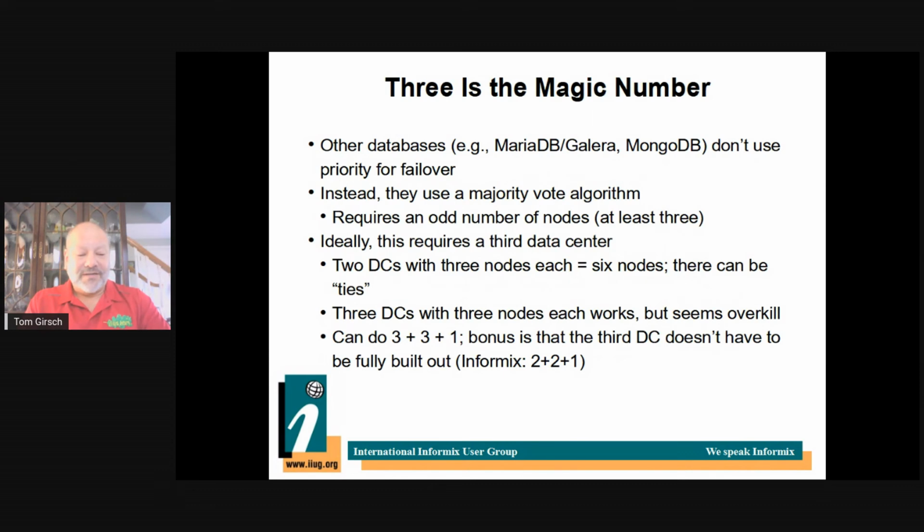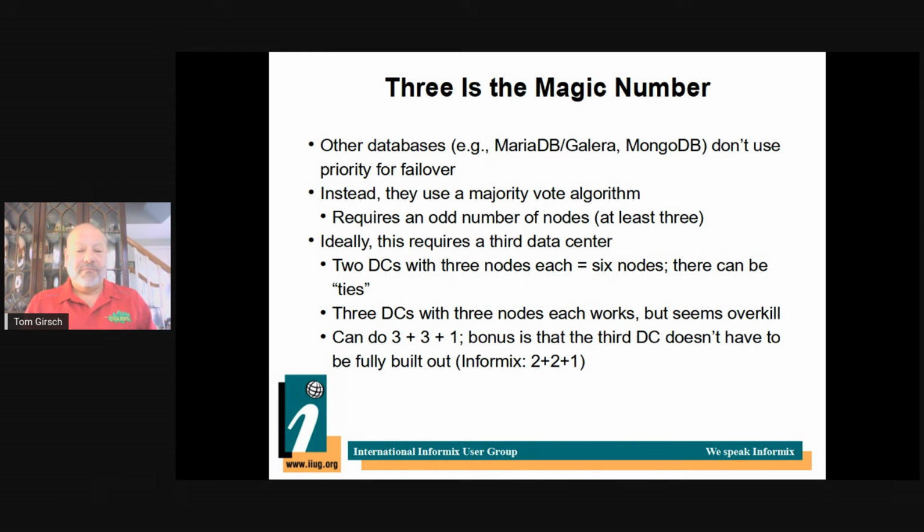So how do we fix the problem of multiple data center failover, for example? How do we resolve a lot of the issues we see? Well, the answer comes in threes, or really odd numbers. Using a couple of other platforms that we have in our enterprise as an example, MariaDB is one, MongoDB is another. They don't actually use priority to determine failover. What they do is use a majority vote algorithm.